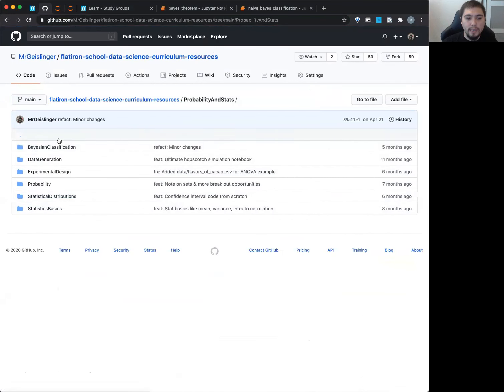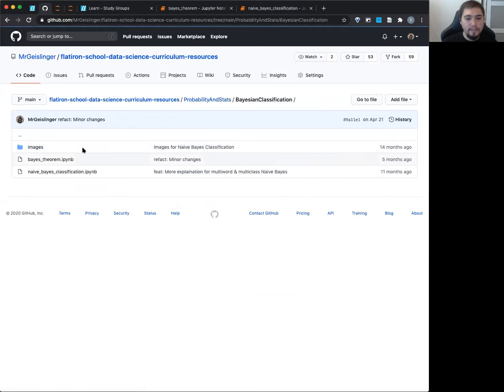And then here, guess what? Bayesian statistics or Bayesian classification, right? So we'll talk about Bayes' theorem and naive Bayes. These are the two notebooks we'll mostly focus on, so if you want to reference them, you can fork it and do all the fun GitHub stuff.